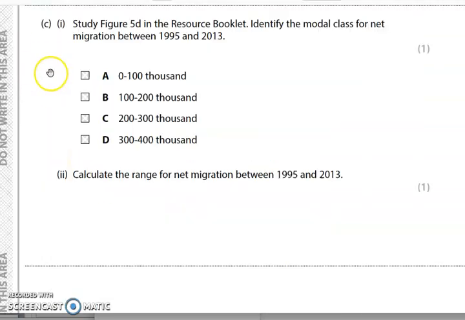The next part is using mathematical skills. Study figure 5D in the resource booklet and identify the modal class for net migration between 1995 and 2013. So it's given us a number of different options for which is the modal class. Now remember, we need to know the difference between the mean, the median and the modal class. So the modal class is the one which is most common.